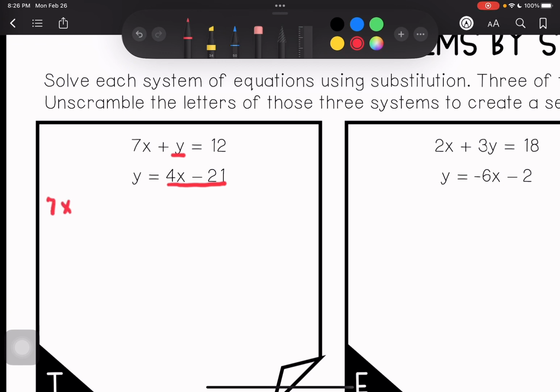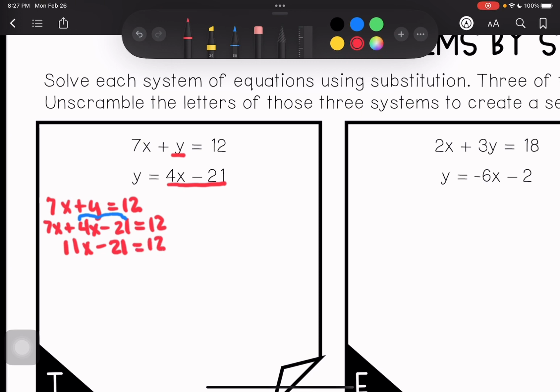So we have 7x plus y equals 12. So in the place of y, we're going to put 4x minus 21. So 7x plus 4x minus 21 equals 12. So basically where there was a y, we're replacing it with this part of the equation right here. Okay? So we're combining like terms. 7x plus 4x gives us 11x minus 21 equals 12.